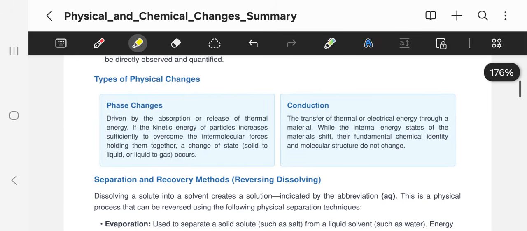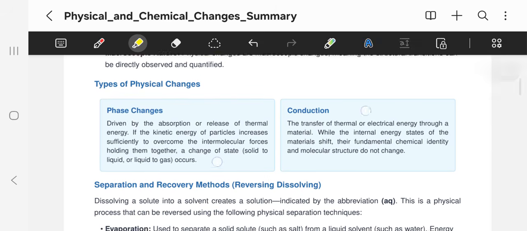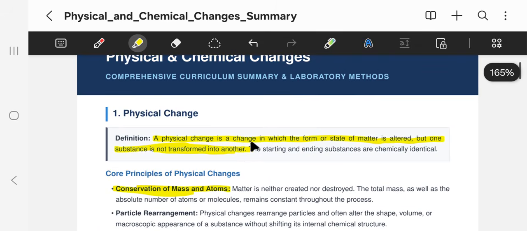We have types of physical changes. This is where things get really important now, so please make sure that you understand here. The first type is the phase change. Remember what we said about physical change: it is a change in which the form or state of matter is altered.